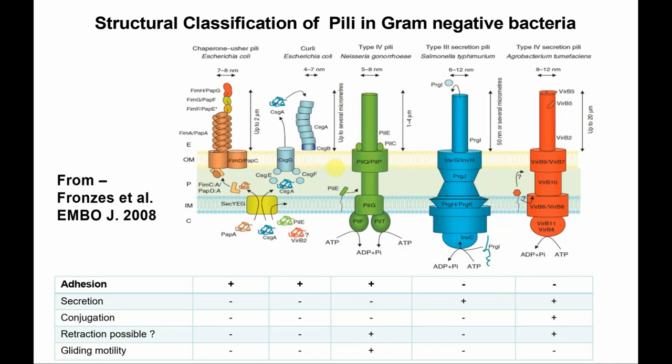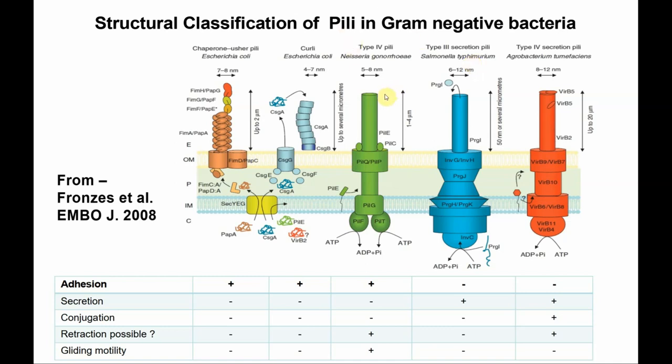Now, the function of type 3 pili is secretion, okay? Because the filament protein is transported up the inside of the filament, but also different cargo proteins can be transported and secreted outside the cell. So that's the function of type 3 pili, secretion.